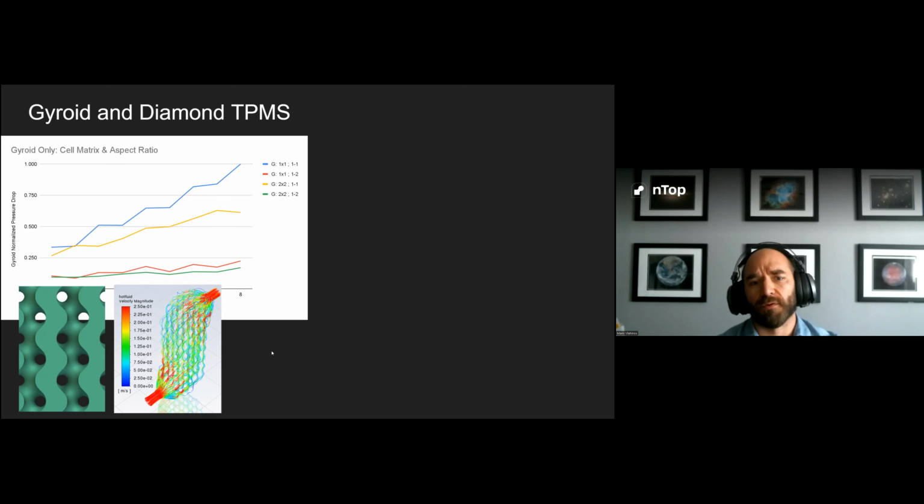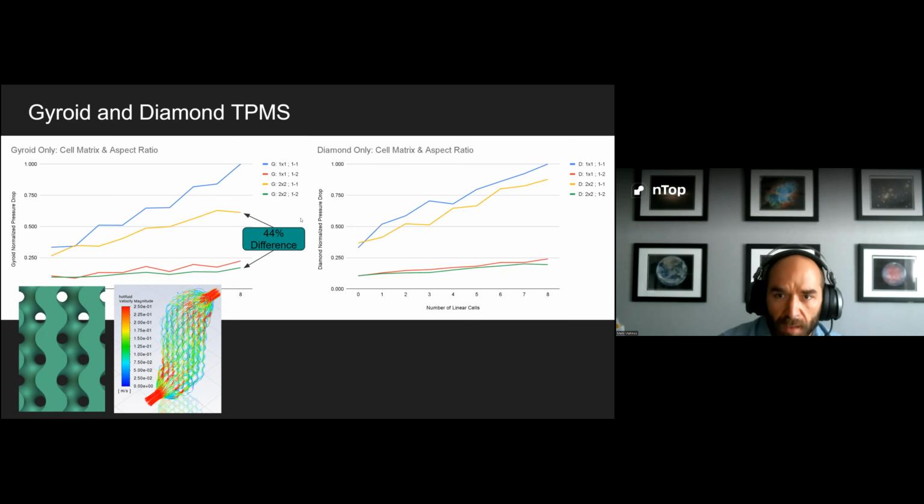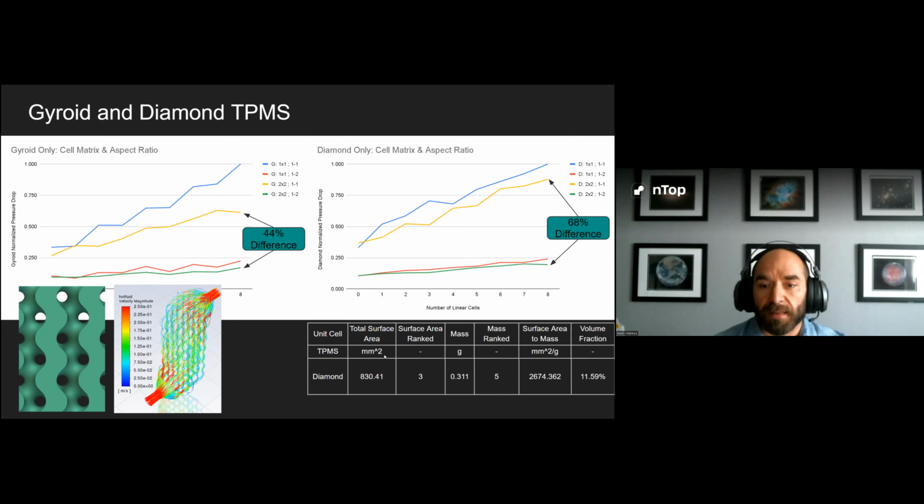And then to stay true with our characterization from a couple of years ago, we saw a 44% difference in the aspect ratio. Pulling in the diamond now, a very similar trend, 68% difference. But now let's remember back to the physical characteristics of these 6 TPMS structures. The diamond ranked number 3 in surface area and was the second lightest. 21% more surface area than the gyroid. The diamond is pulling ahead.